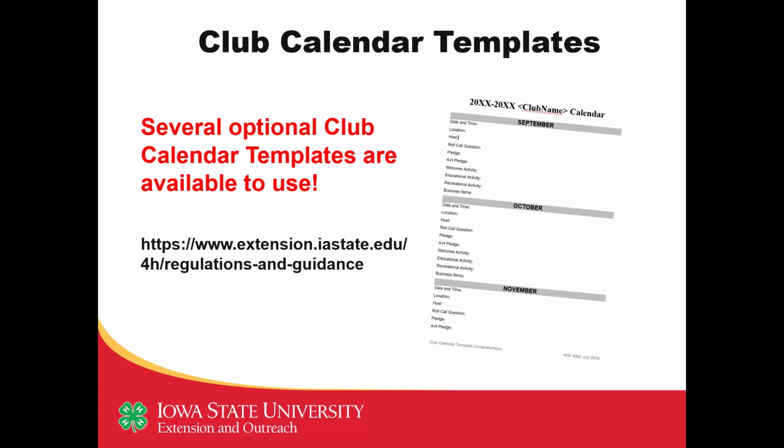There are several club calendar templates now available on the Regulation and Guidance webpage of the Iowa 4-H website. You will find the club calendar templates under the Club Chartering section. Use the web address shown on the screen to get to the Regulations and Guidance page, or from the Iowa 4-H website, you can type in the search function, Regulations and Guidance.